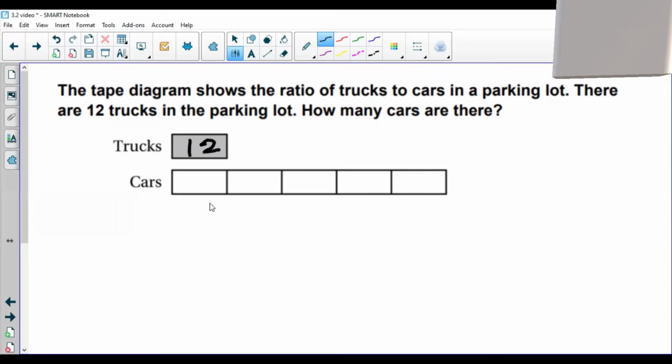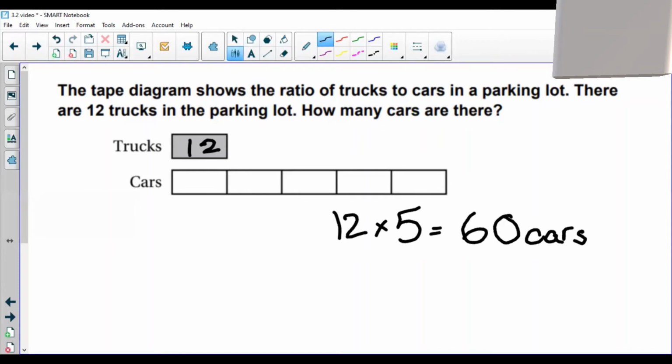How many cars are there? Now we have to figure out how many are in all of these boxes along the way. I could put 12 in each of these boxes and add, but what could I do instead? I could just do 12 times the number of boxes. How many boxes are there? 1, 2, 3, 4, 5. So 12 times 5. You can do it on a separate sheet of paper. I know 12 times 5 is 60. So how many cars are there? 60 cars. That's how we use tape diagrams, okay?